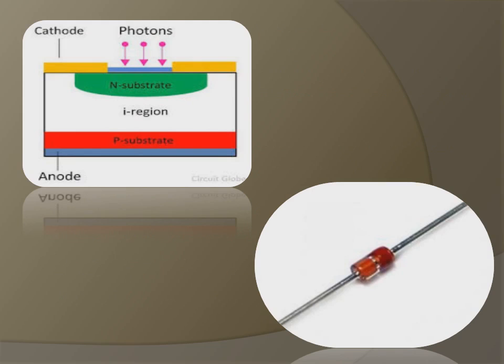This is the pictorial representation of the PIN diode, where photons are impinged on the N substrate. There is a depletion layer between the N and P substrate, and cathode and anode are the two terminals of this PIN diode.